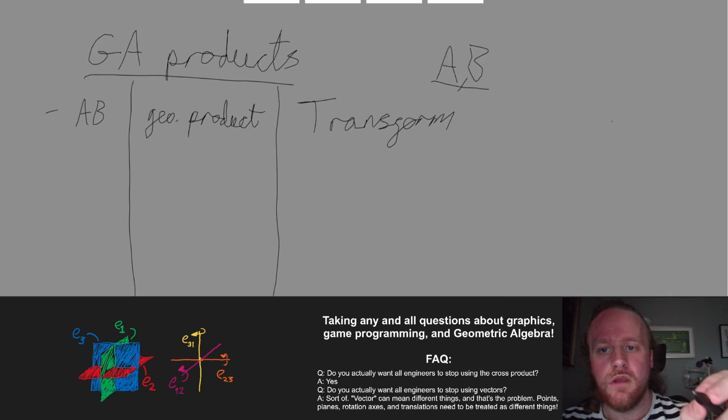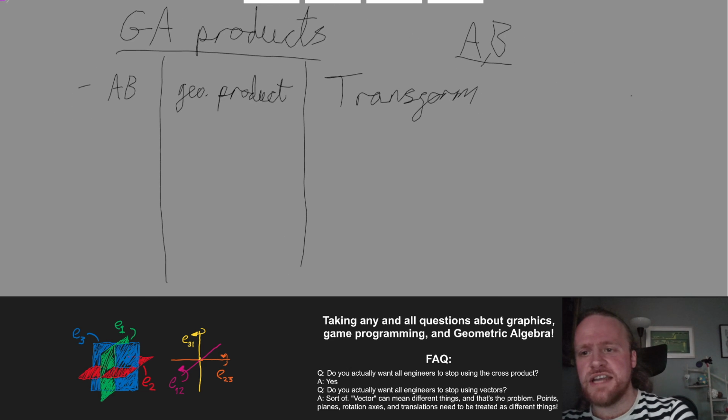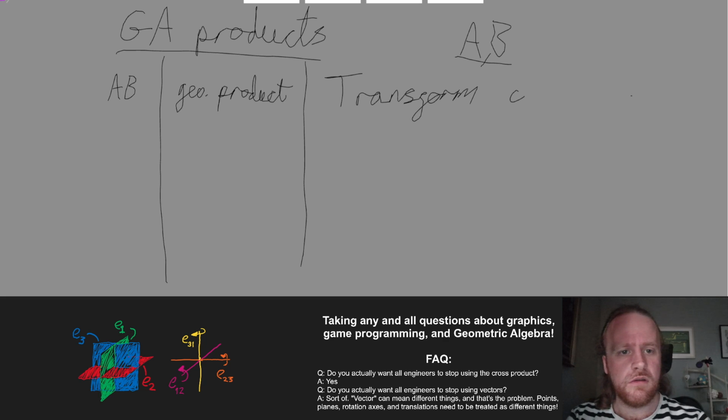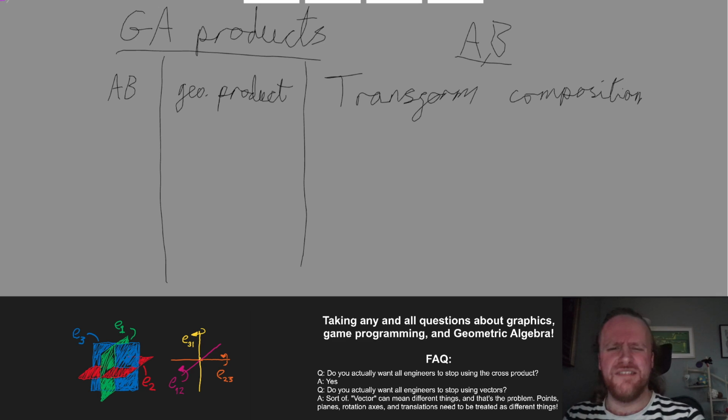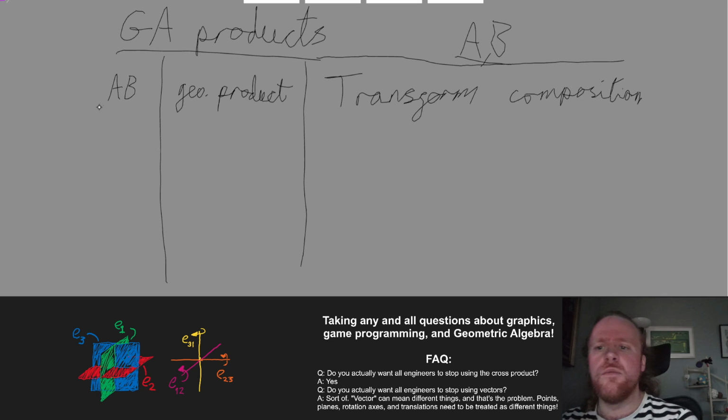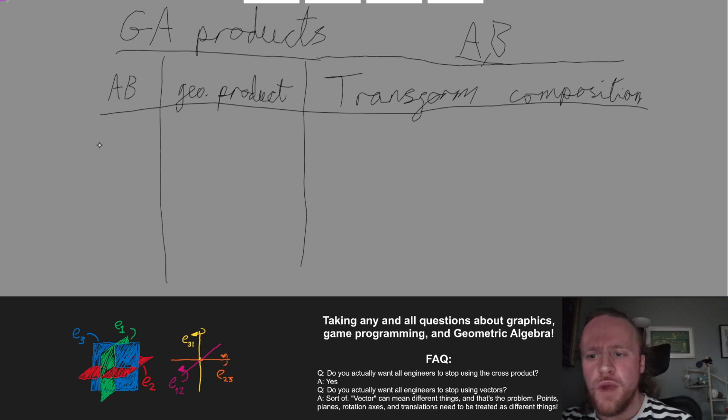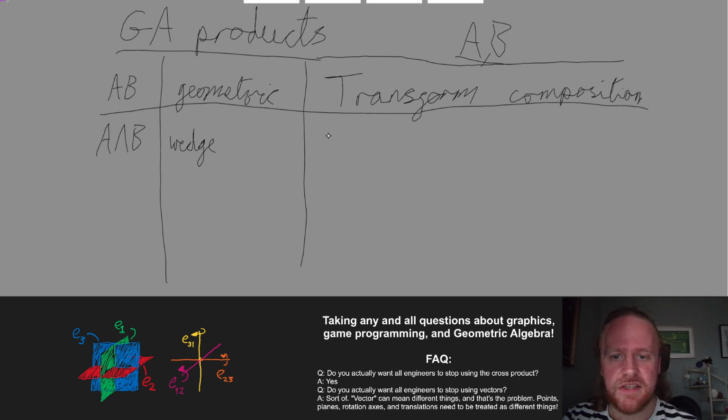Composition. So the geometric product is acting a lot like matrix multiplication. It's kind of like a generalization of the quaternion product. That's how it was originally discovered. The geometric product is transform composition. The wedge product, and this one basically does intersection. There's a few other places that it comes up.